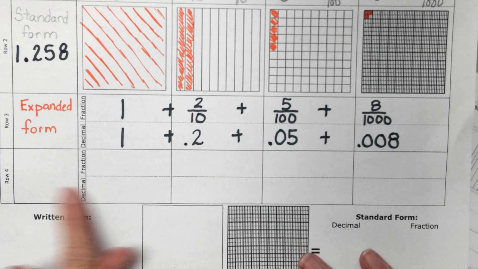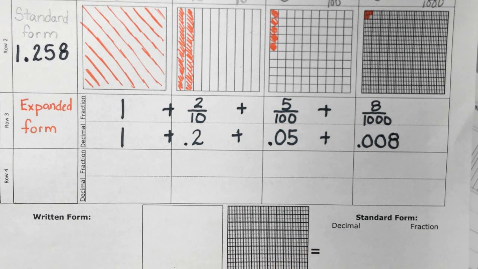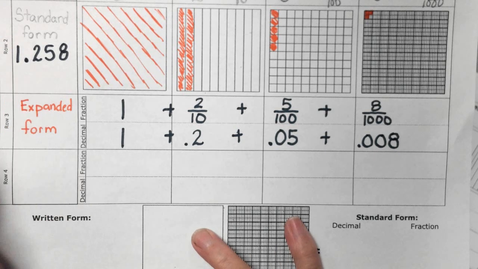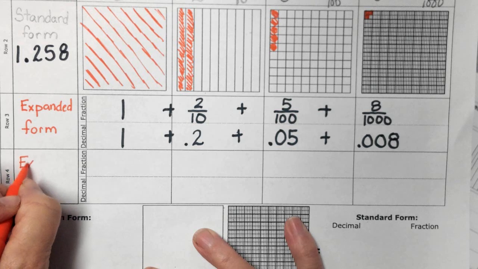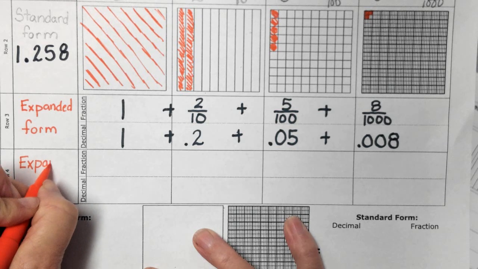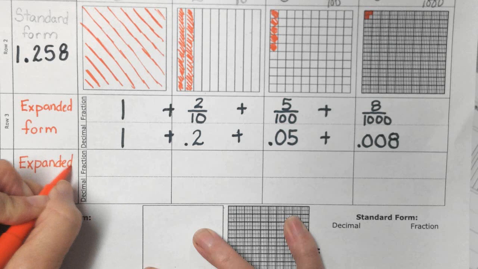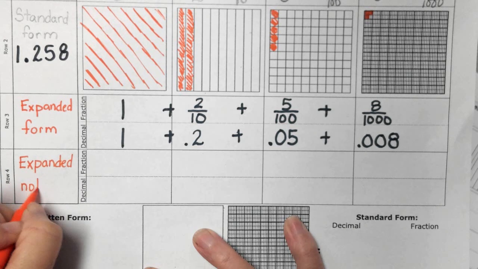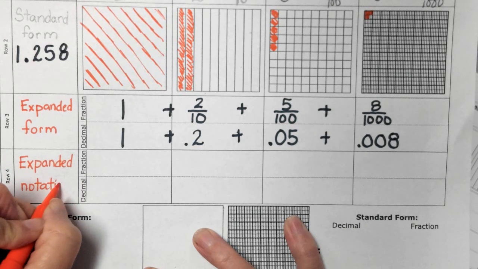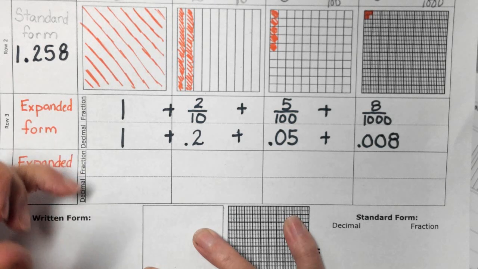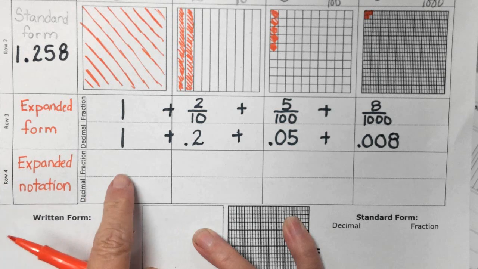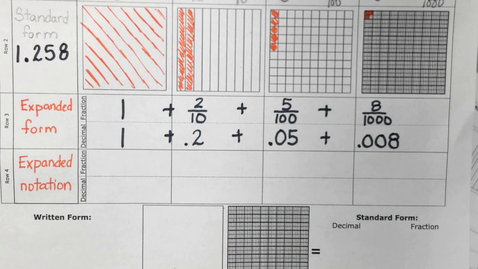Alright, welcome back for our last row. Our last row, we're going to focus on expanded notation. So in my notes column, I'm going to write the word expanded notation. And again, we have it split between fraction and decimal. So let's go ahead and start with our fraction piece.